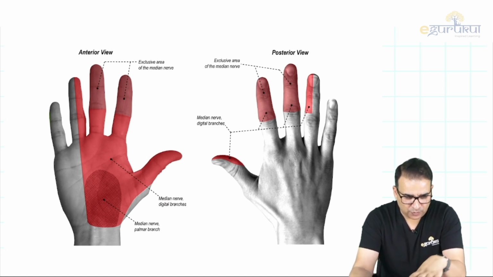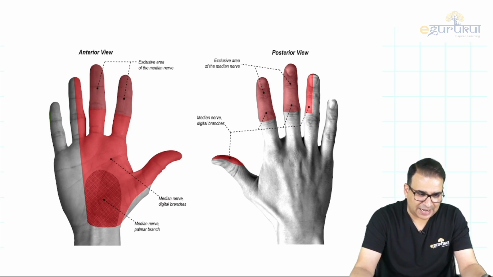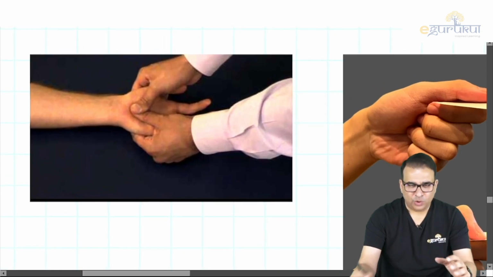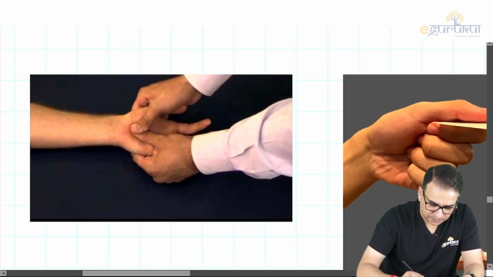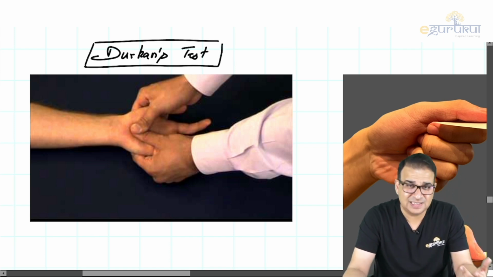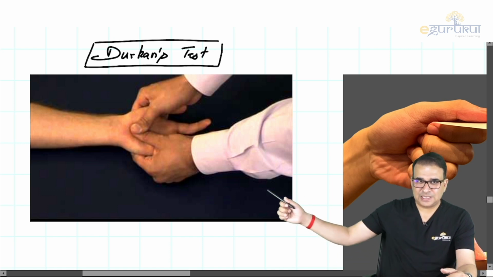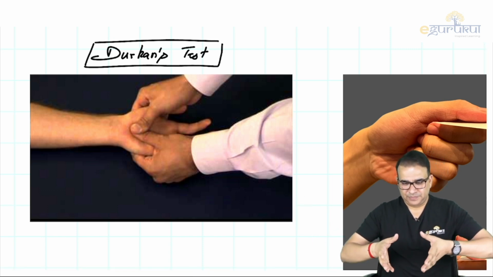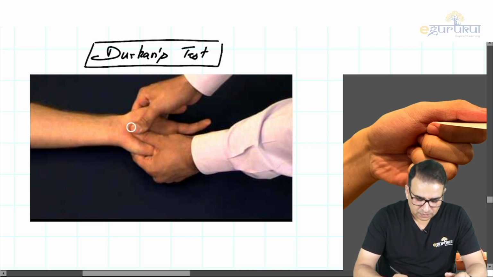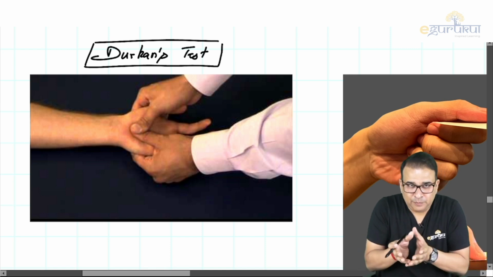Now the two tests which are mentioned in there, one is Durkan's test and the other is Froment's test here. Have a look at this image, guys. Now Durkan's test is basically a modification, or you can say an advancement, of the Tinel sign. What we do in Durkan's test, as you can see in the picture here, the therapist will put the thumbs on the distal part of the flexor retinaculum, because it's the carpal tunnel over there, and we'll press hard here.